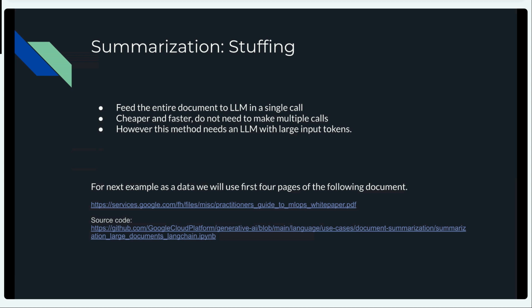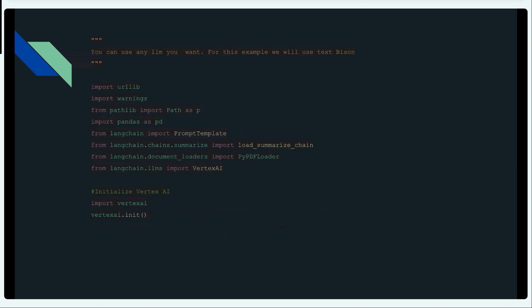What we will do is use a white paper which is available from Google on MLOps, and we will use this PDF and try to summarize it. So let's first take a look at the snippet for summarization using the stuffing method.